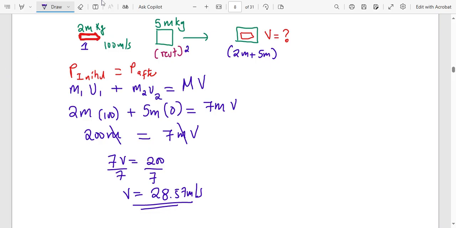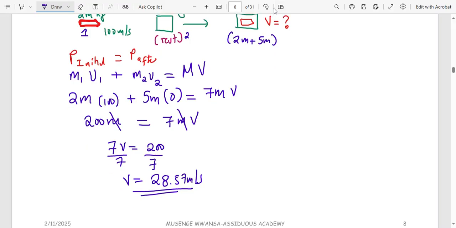Okay, great. I saw another hand. Yes, Martin? Yes, it's a zero since that block was initially at rest.